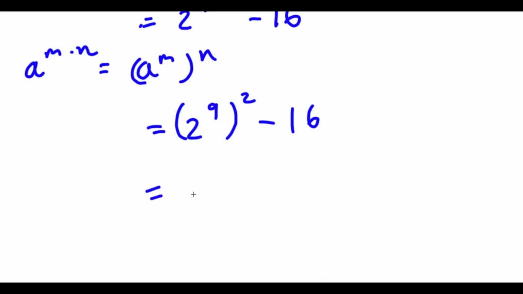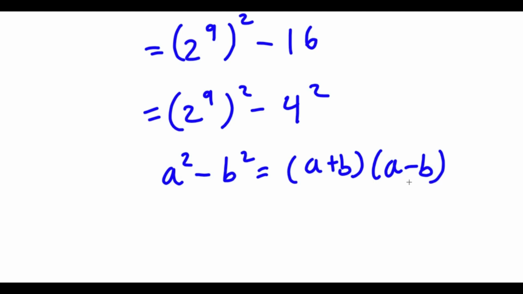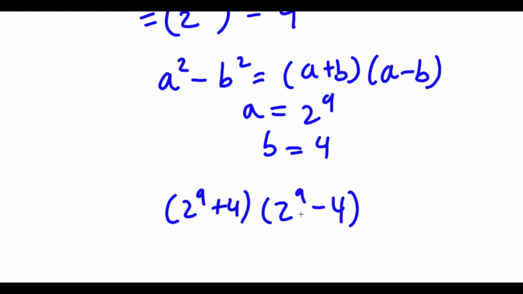Now 16 is the same thing as 4 squared. So now I have 2 to the power of 9, to the power of 2, minus 4 squared. And now, because both of these are to the power of 2, if I have something in the form a squared minus b squared, this is equal to a plus b times a minus b. So in this case, a is equal to 2 to the power of 9 and b is equal to 4. So I have 2 to the power of 9 plus 4 times 2 to the power of 9 minus 4.